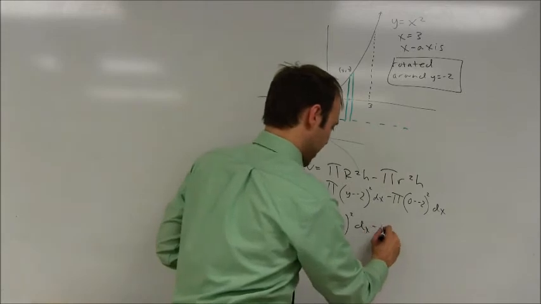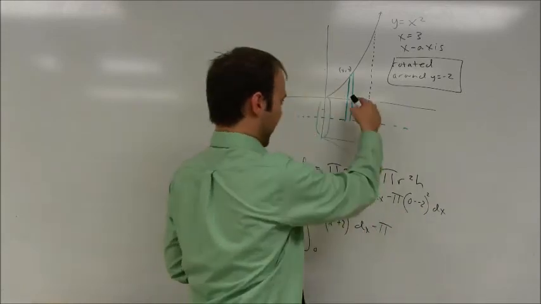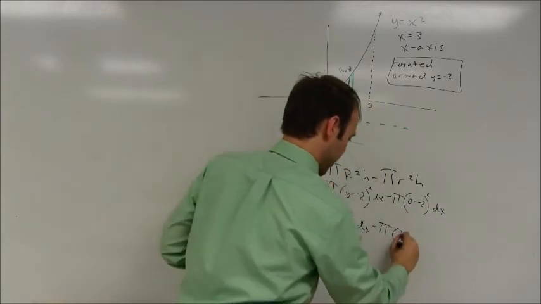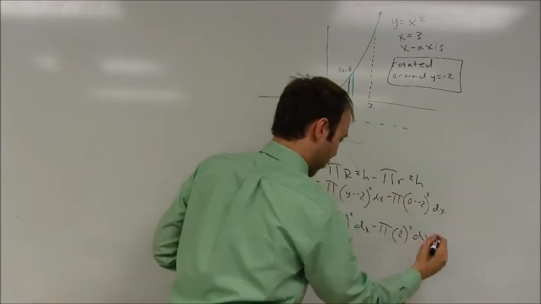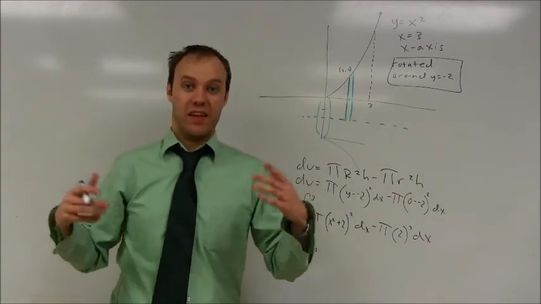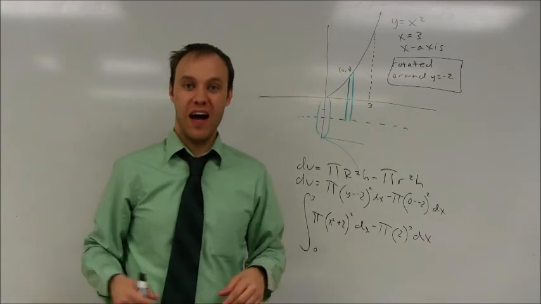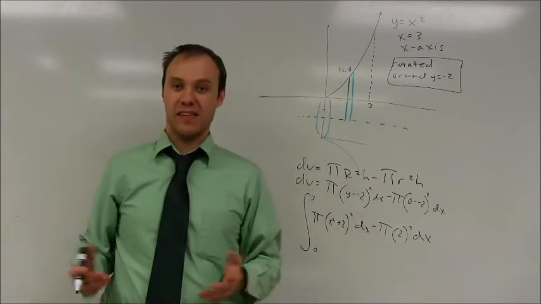Okay, minus pi times 0 minus -2, which is just 2 squared. You could write that as 4 dx as well. You could break that into 2 integrals. Of course, you could factor out the pi's, but again, that's the basic setup.